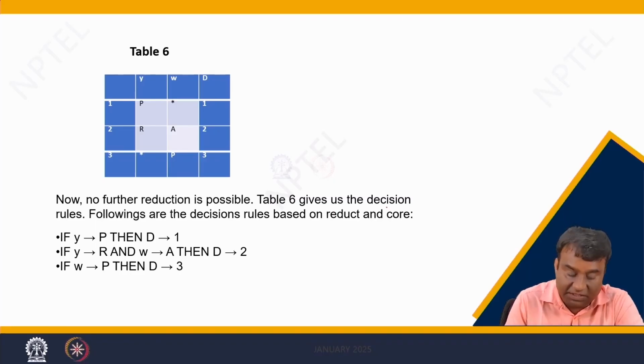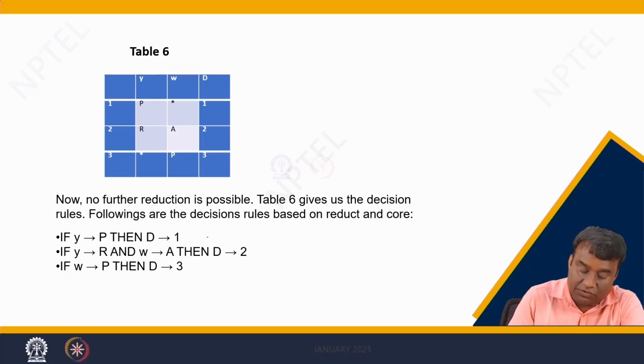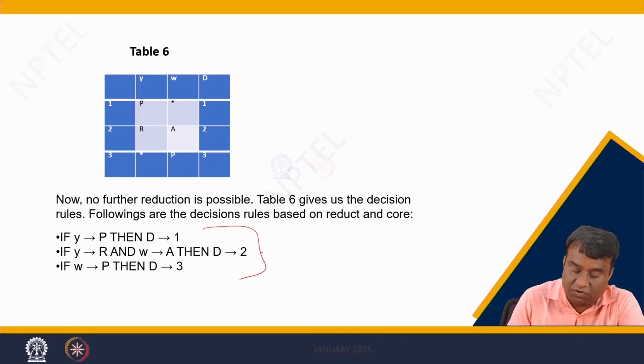So table 6 gives the decision rules. Following are the decision rules based on the reduct and core. So here you can write that if Y equal to P, then D equal to 1. If Y equal to R and W equal to A, then D is 2. If W equal to P, then D equal to 3. So we got 3 rules from the above example.